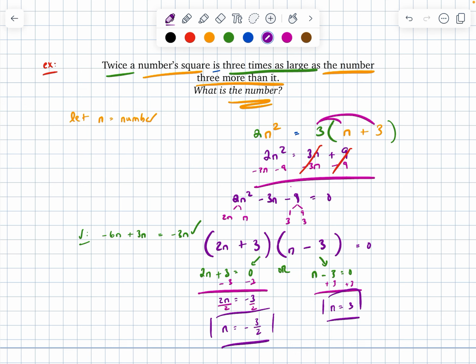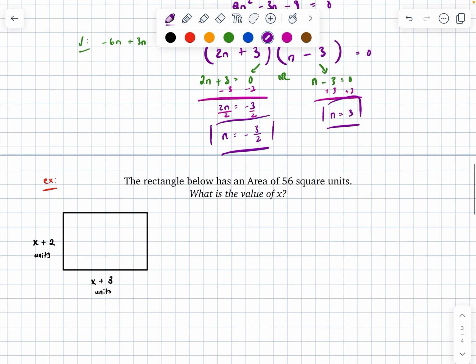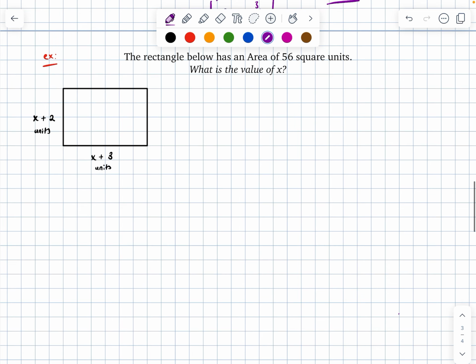Beautiful. So now that we've done some abstract problem solving, let's get a little bit more grounded, maybe even a little bit more visual with a problem like this guy. I've got a rectangle. Its dimensions are x plus 2 units by x plus 3 units. And I know that its area is 56 square units. I want to find the value of x.